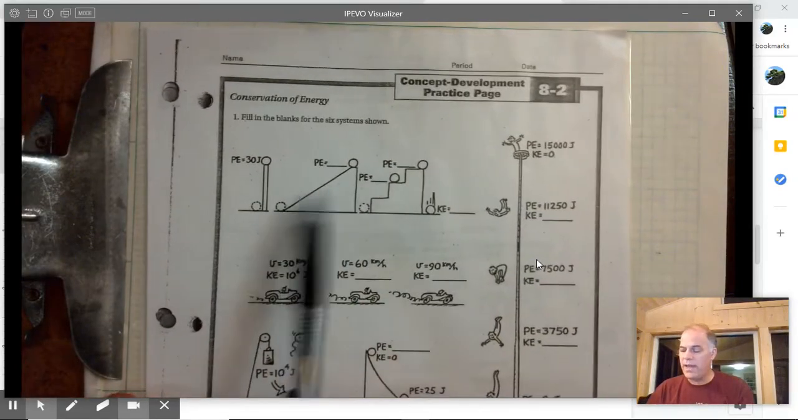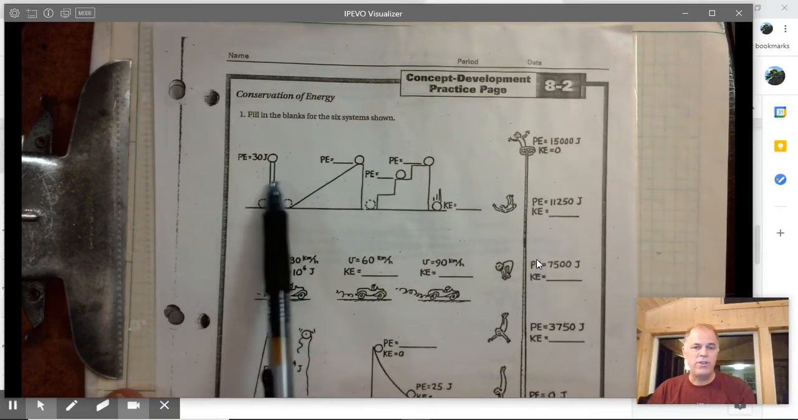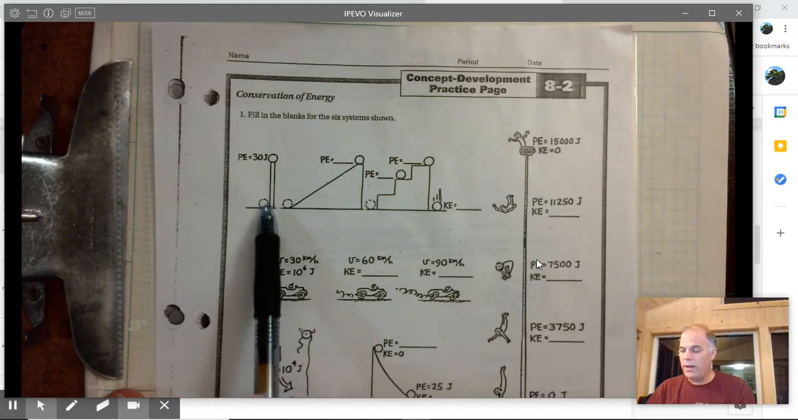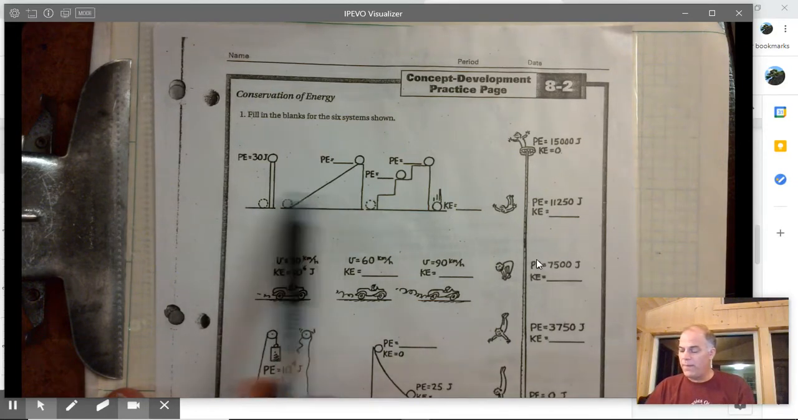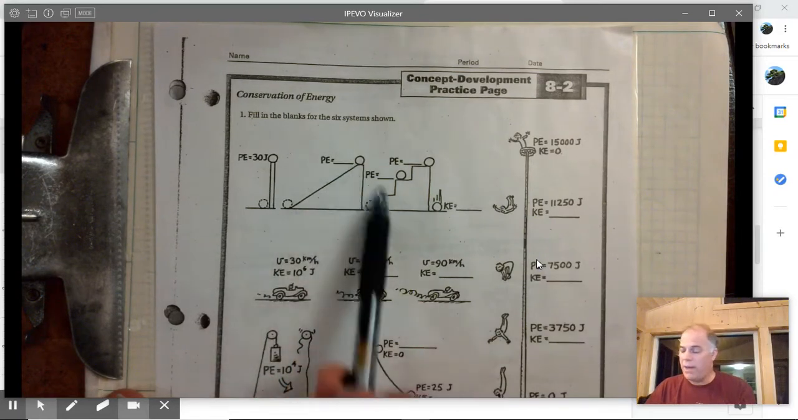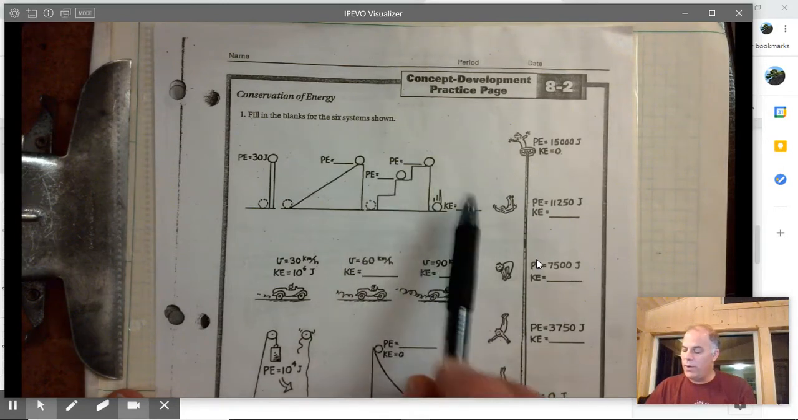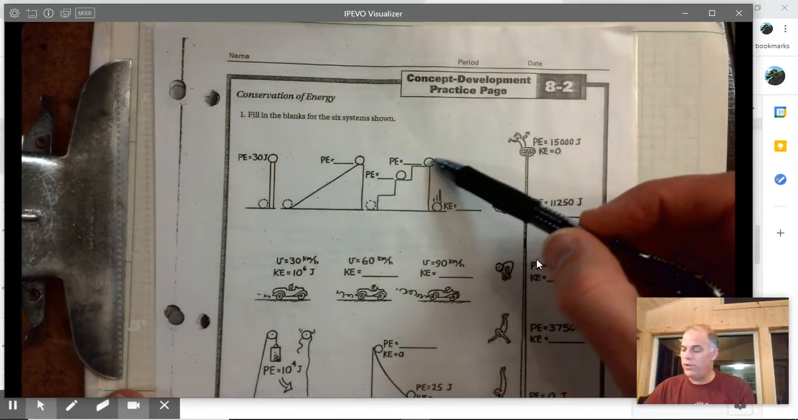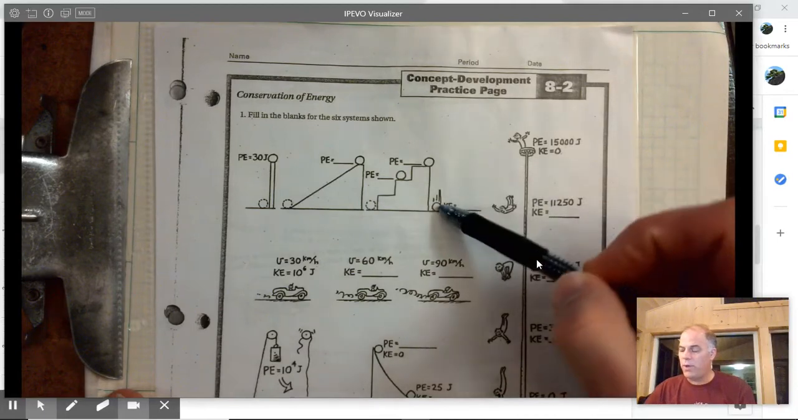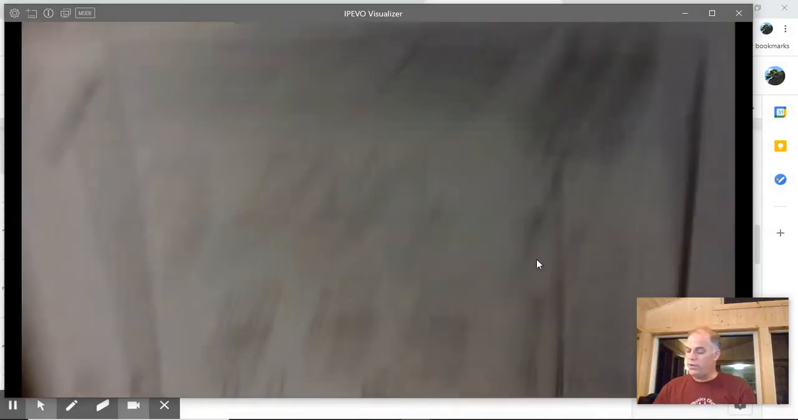Here's another one, same kind of idea. The ball has 30 joules of potential energy at the top, and it wants to know how much potential energy it has at the bottom here. So it doesn't matter the route that the ball takes to get to the top. All that matters is the elevation here. Okay. And then it asks you some intermediate ones. And then this last one is the idea of, well, what if you rolled it off the end? Well, it's going to all convert into kinetic energy. So again, energy is conserved.